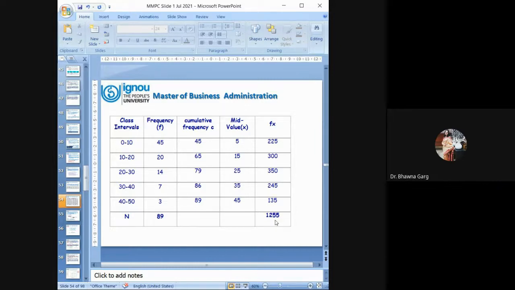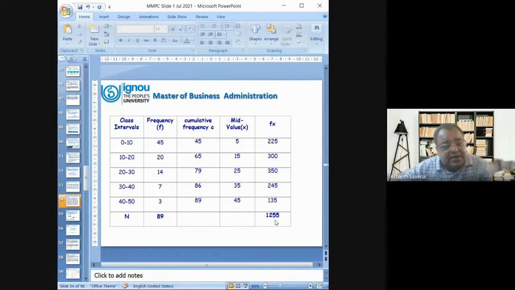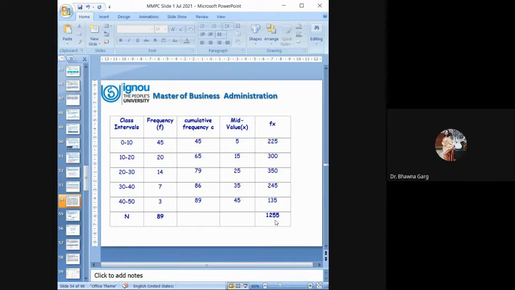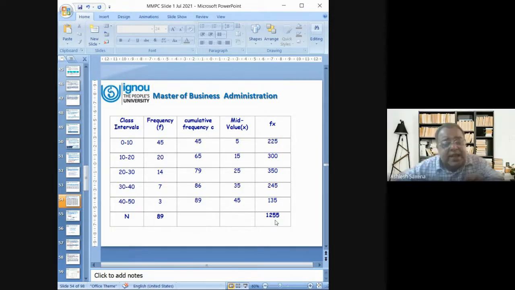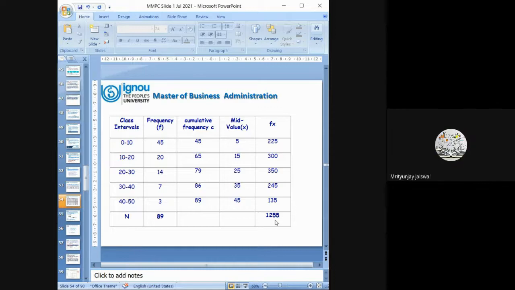आपके फॉर्मूले में I है या H है? I है. I is the class interval. क्लास इंटरवल कितना है? 10 है. ठीक है, उसे भी रख लीजिए वहाँ. 10. अब क्या रह गया?